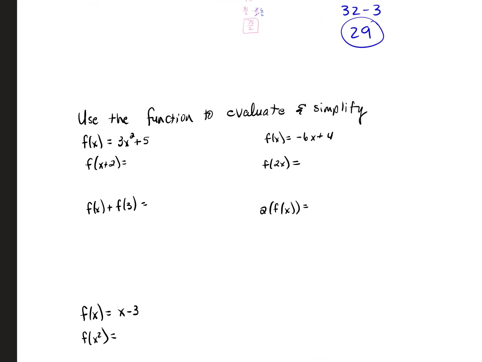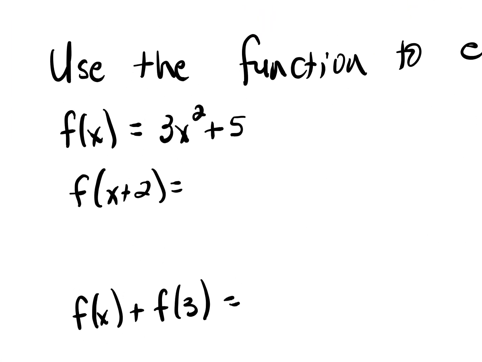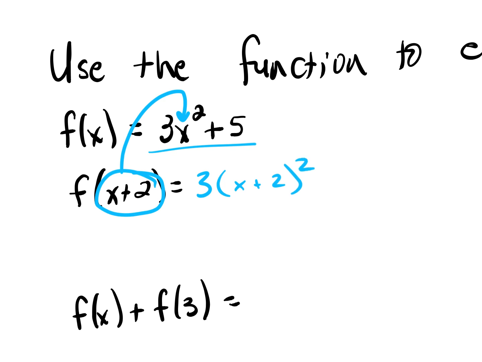Sometimes we're not only plugging in numbers into our function, sometimes we can also be plugging in variables too. So we just have to follow what it says. Here it gives us the function, so we have 3 times x squared plus 5, and it tells us we're going to plug in x plus 2 into the x. So I'm plugging in this x plus 2 into all the x's that I see in my equation here. So I have 3 times x plus 2 squared plus 5.